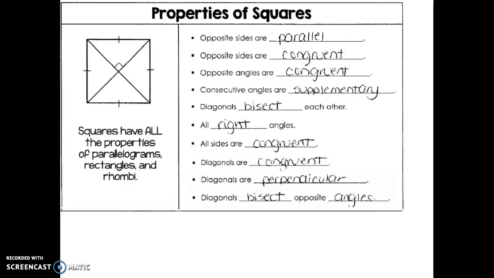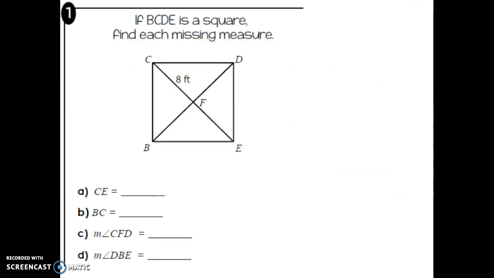So remember, the squares are the ones that are really needy. So they have every single property that we have learned so far. They're all applicable to squares, so you can pretty much go ahead and use pretty much anything you want in order to solve these. So let's take a look. It says BCD is a square. So we can use all those properties in order to solve it, find each missing measure.